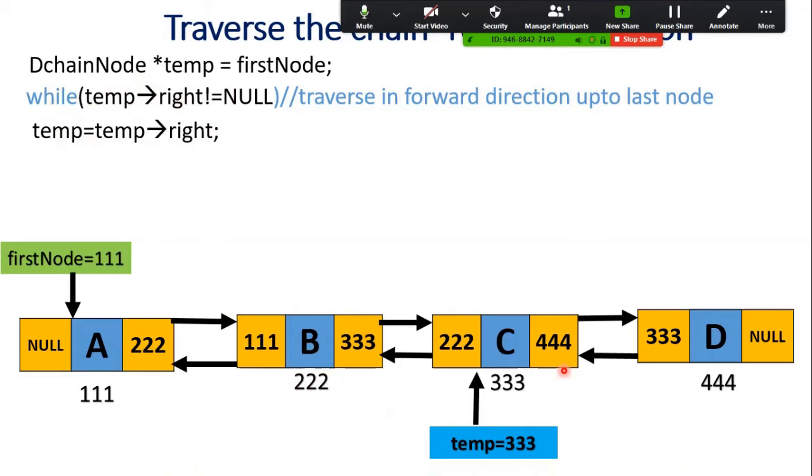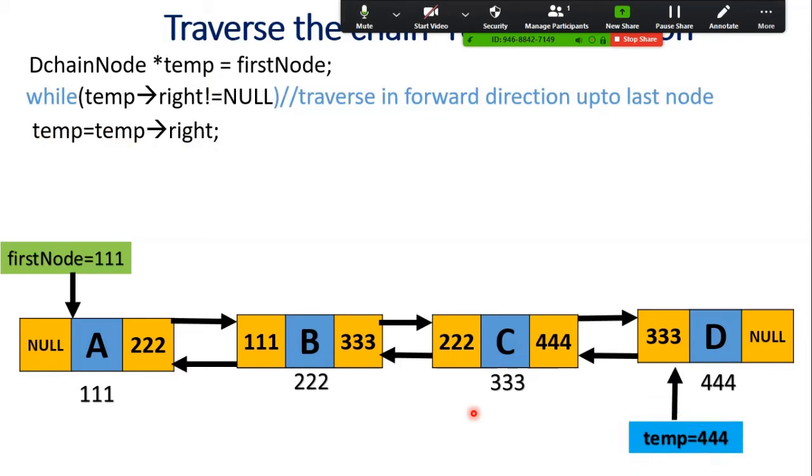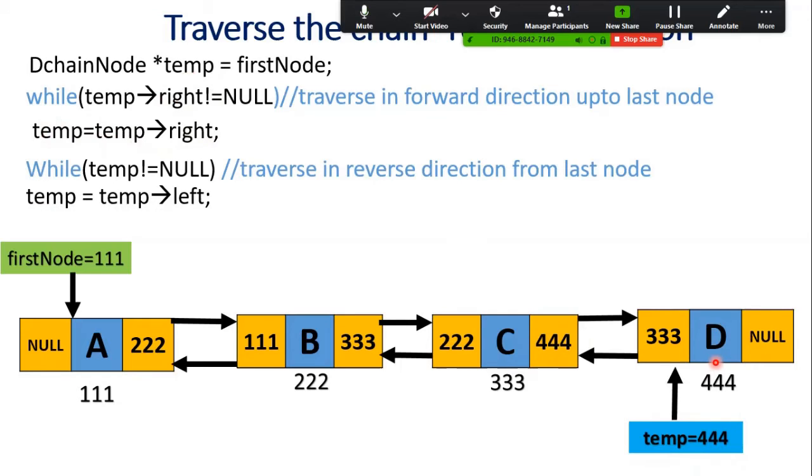Temp of right is not equal to null? The right field of node C is 444. Temp of right is again not equal to null. So temp equals temp of right. It is going to the last node. Again, it checks: temp of right is what? Here it is null. It means there is no need to go to the next node. This statement won't execute because temp of right is null. The condition exits. Now temp is fixed to node D. Now we can traverse in reverse direction.